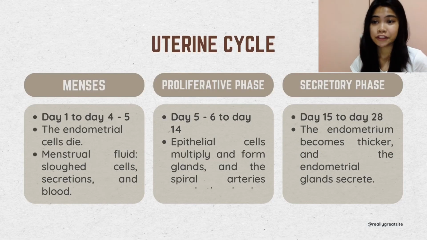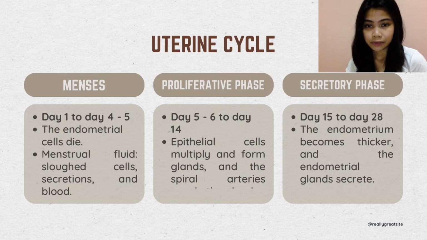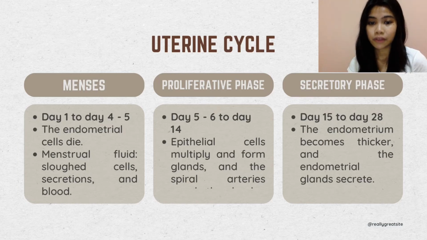So for this division, here's a little overview of what happens in every phase of the uterine cycle. Other details regarding this cycle will be discussed by the next reporter. So in menses, the endometrial cells die. The menstrual fluid contains slough cells, secretions, and blood. In the proliferative phase, epithelial cells multiply and form glands, and the spiral arteries supply the glands. In the secretory phase, the endometrium becomes thicker and the endometrial glands secrete.